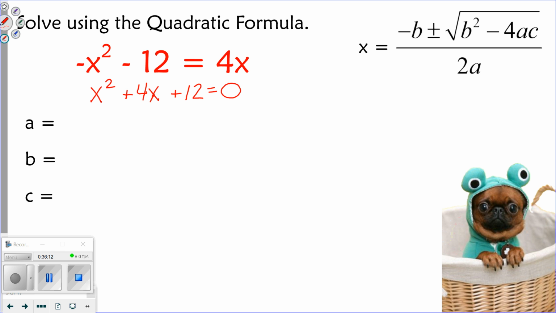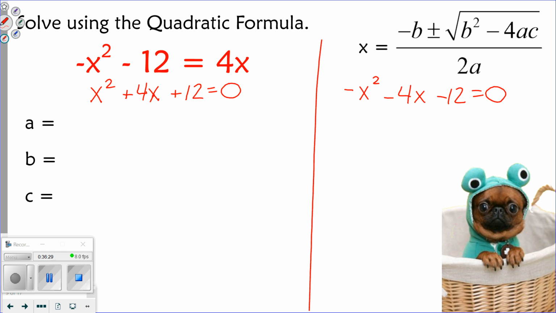Actually, I may do this problem 2 different ways just to talk about something. If you moved everything to the left, I'm going to do this problem twice. So negative x squared would be minus 4x minus 12. All right. I don't care. You can go either way. I want to show you the difference because something comes up that students always struggle with. All right. So my a value here, they're all positive, right? 1, 4, 12. Over here, negative 1, negative 4, negative 12. I don't care which way you do it, but I want to show you the difference.